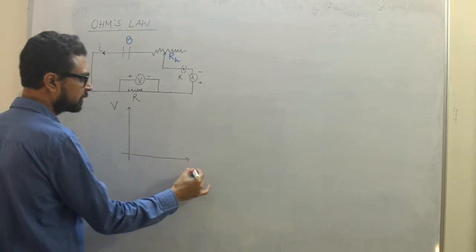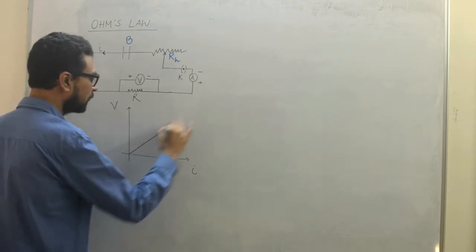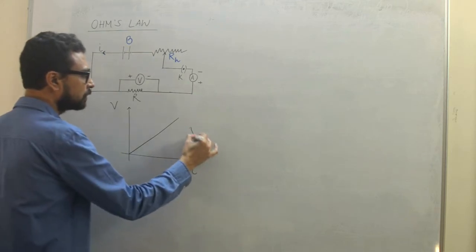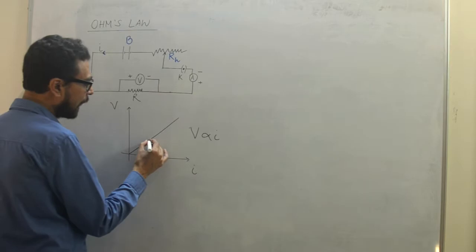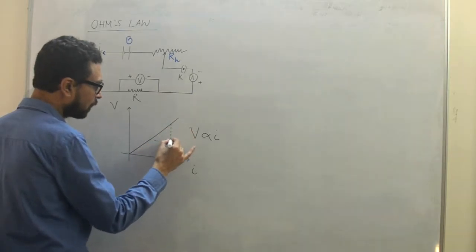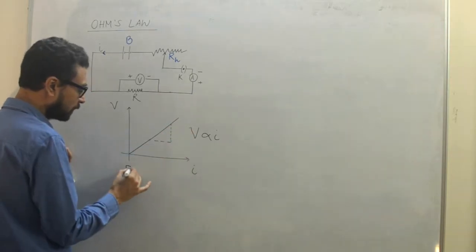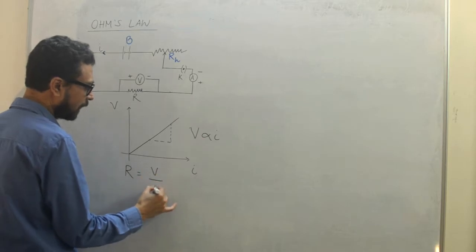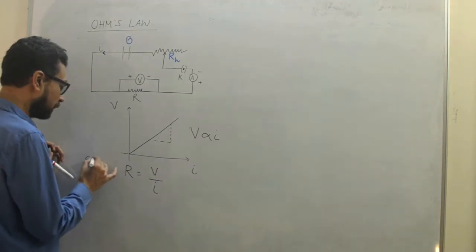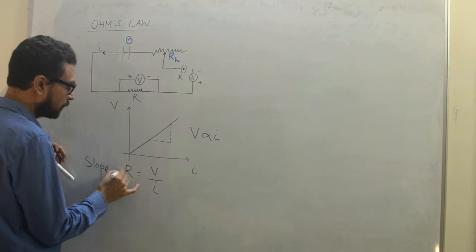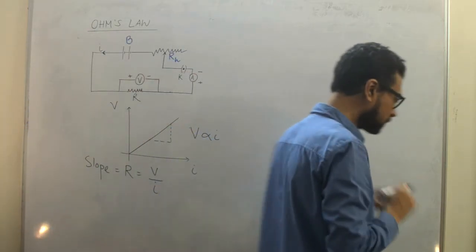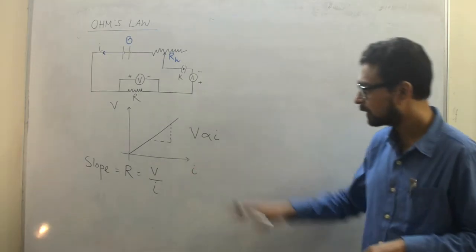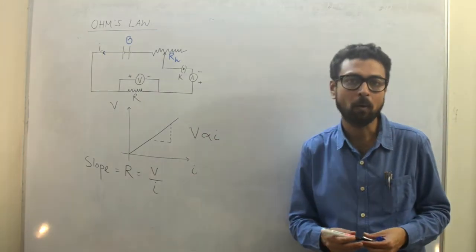This is the V versus I graph, and it will be a straight line according to Ohm's law, which is V proportional to I, so it will be a straight line passing through the origin, and the slope, V by I, will give me the resistance of the external resistance we are connecting. So this is fine. This we have understood, and these kinds of graphs are called ohmic graphs.